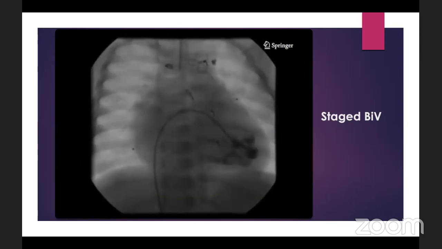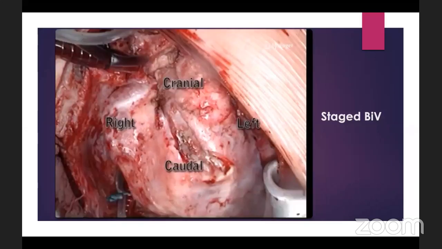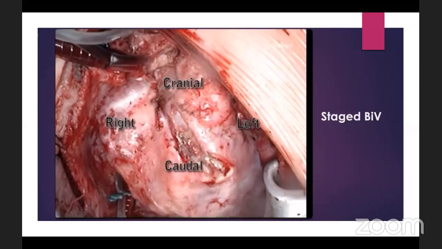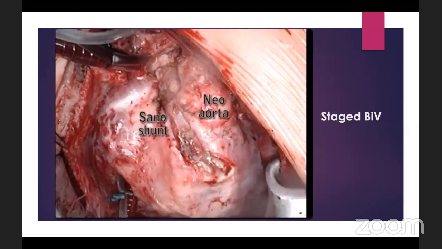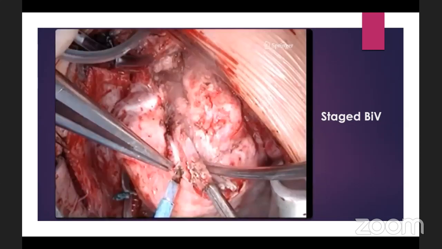So this is a patient who underwent a Norwood Sano operation because the size of the left ventricle was thought to be too small for biventricular repair. And with time, the LV grew, and now the patient is believed to be suitable for a biventricular repair. Now, of course, you have to have a VSD in order to do this operation.